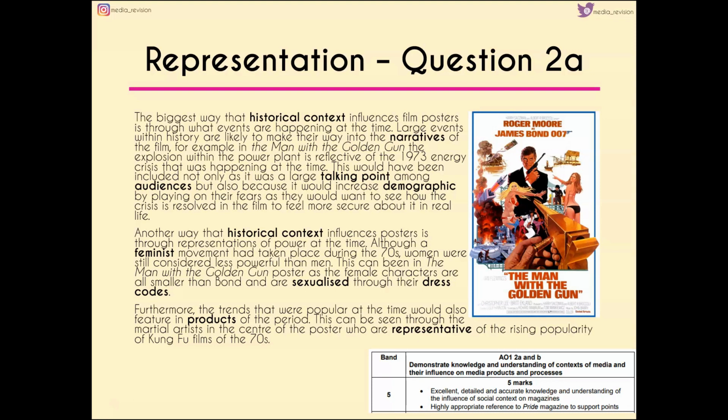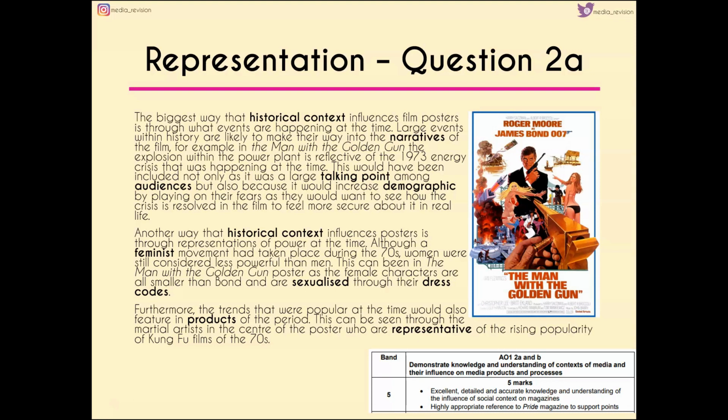For example, in The Man with the Golden Gun, the explosion within the power plant is reflective of the 1973 energy crisis that was happening at the time. This would have been included not only as it was a large talking point among audiences, but also because it would increase demographics by playing on their fears, as they would want to see how the crisis is resolved in the film to feel more secure about it in real life.